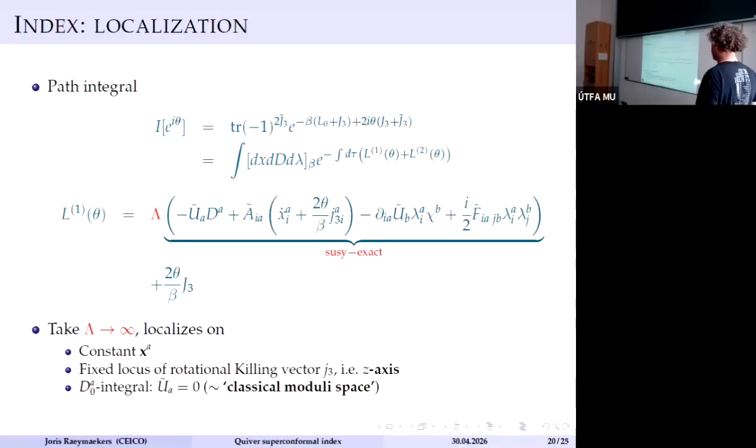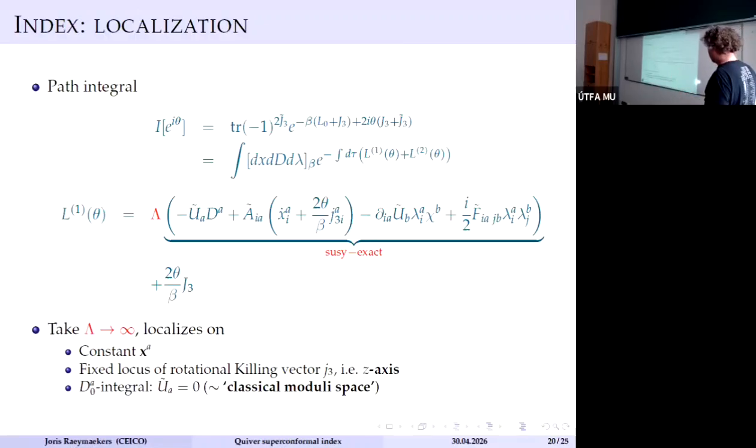And nothing will depend on that lambda. Then you take lambda to infinity, and you see that the path integral has to localize, first of all, on configurations where the velocities are zero, so the constant configurations. Also, this term cannot be there, so it localizes on the fixed points of the Killing vector, which generates rotations on the z-axis. So it basically localizes on T-brane positions, which are all on the z-axis.